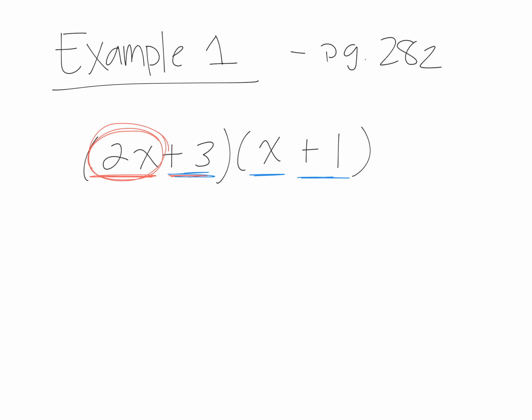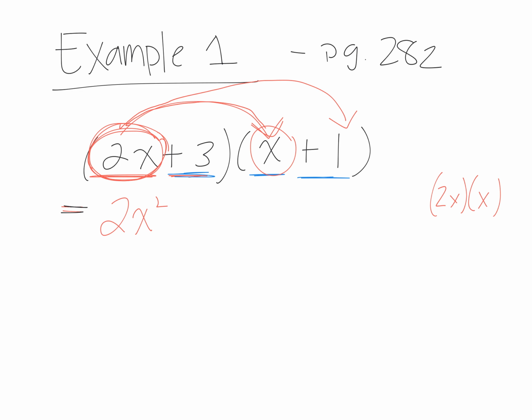So let's start with 2x, and we want to distribute it to everything inside the other bracket. I'm going to multiply it by the first term in the second bracket, and then by the second term in the second bracket. This looks confusing, but if you pay attention, you'll understand. First, we're taking 2x and multiplying it by x, the first term in the first bracket times the first term in the second bracket. What is 2x multiplied by x? 2x squared.